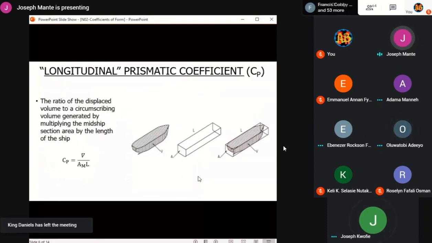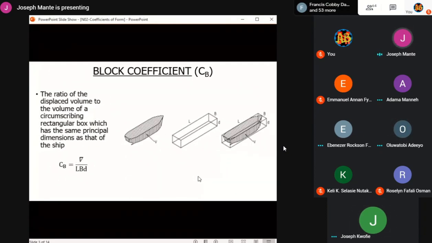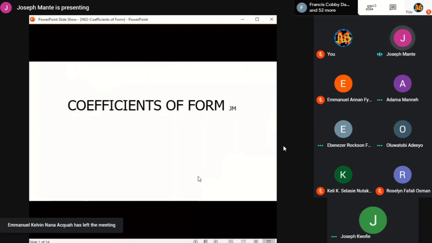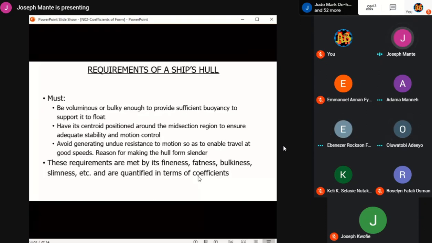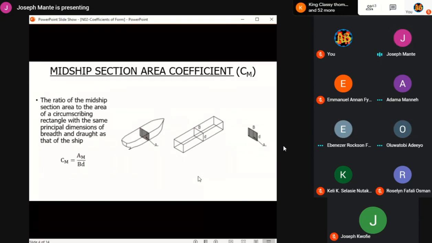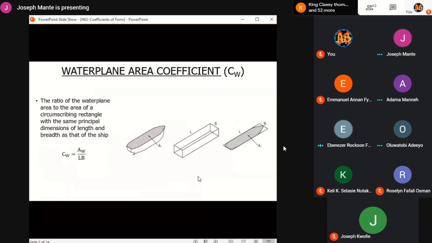What you might actually be asked to draw are the definitions. You can be asked to draw the transverse section, the water plane, all the drawings in there. You can be asked to draw them and define them. But I just have to know how it is.